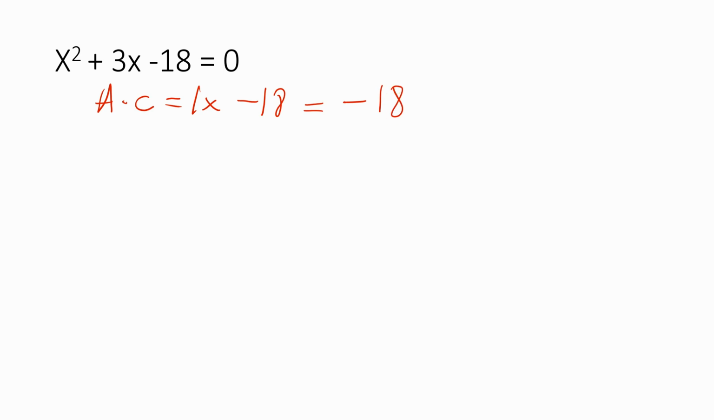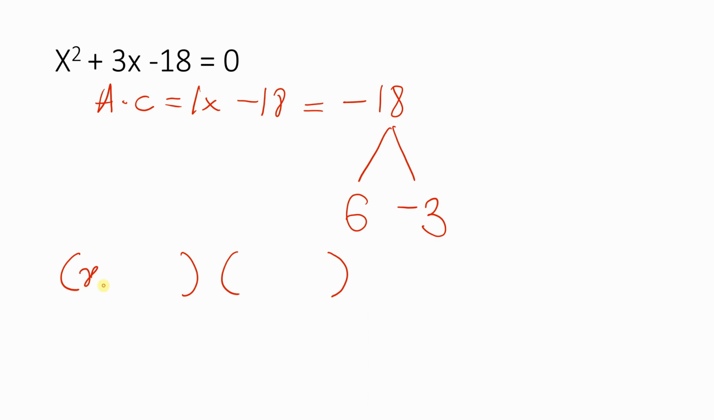So the next thing to look out for is factors that when multiplied together will give us minus 18, and when added together give us positive 3. So in this case, the numbers that come to mind are 6 and minus 3, because 6 times minus 3 gives us minus 18, and 6 plus minus 3 gives us positive 3. So now that we've gotten our factors, we just put them in our brackets and then set it to 0.